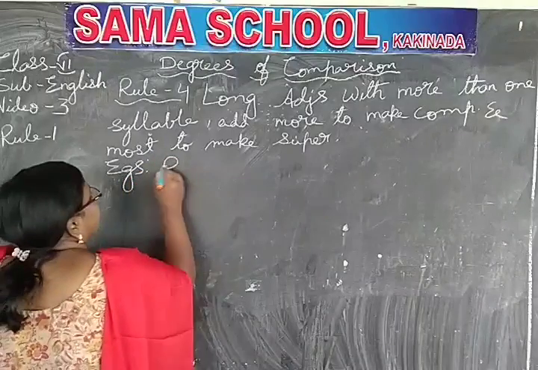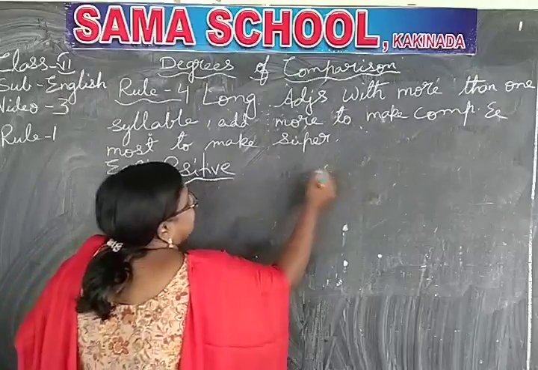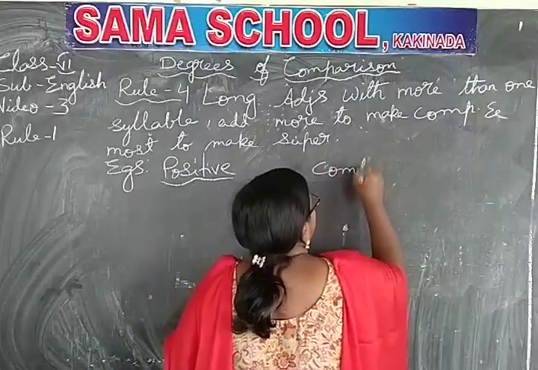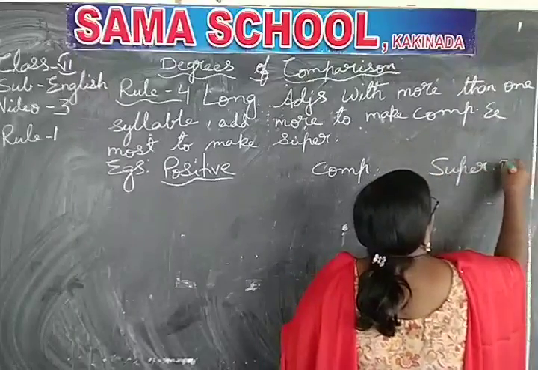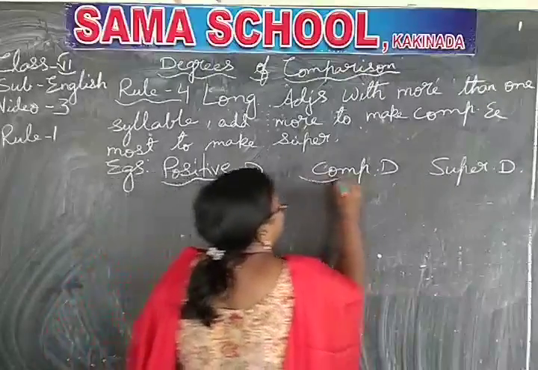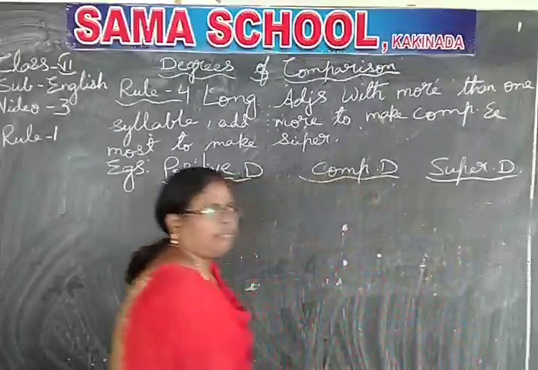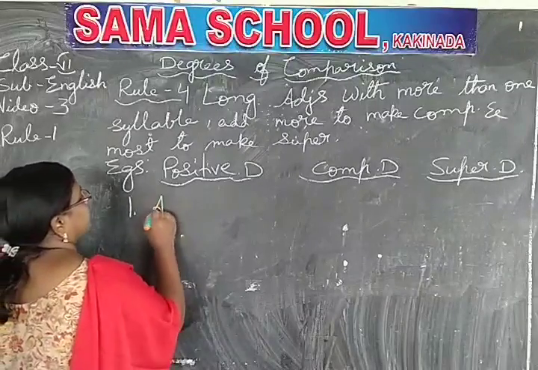Now positive degree I'm writing here. Then comparative. Next, superlative. Positive degree, comparative degree, superlative degree. Yes, first one, active.